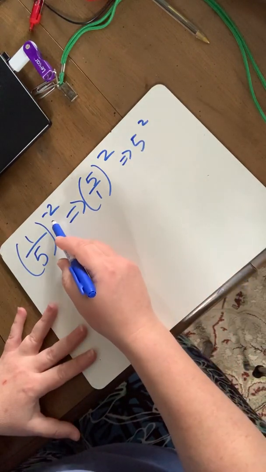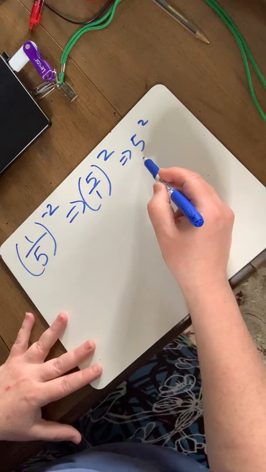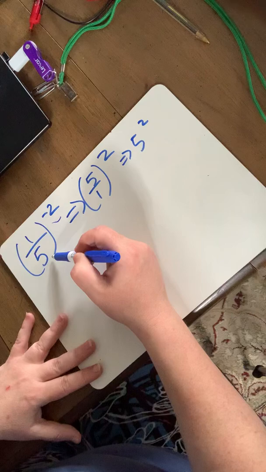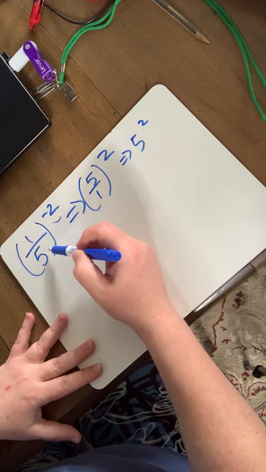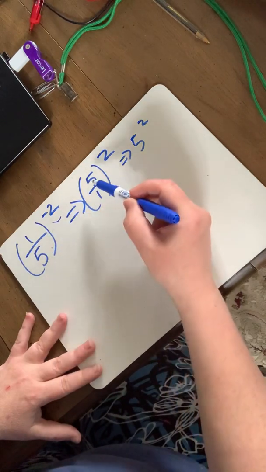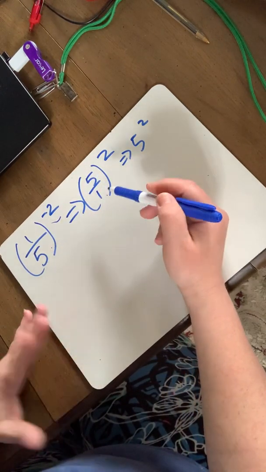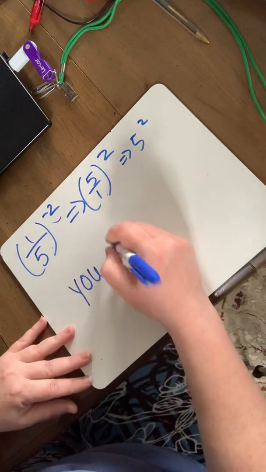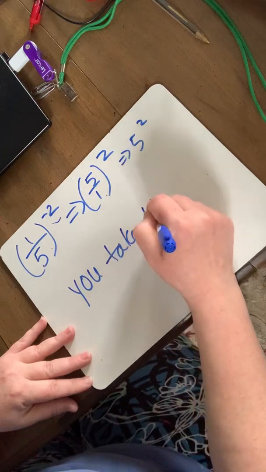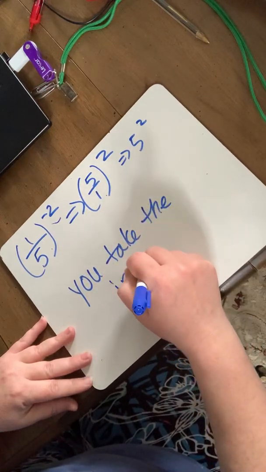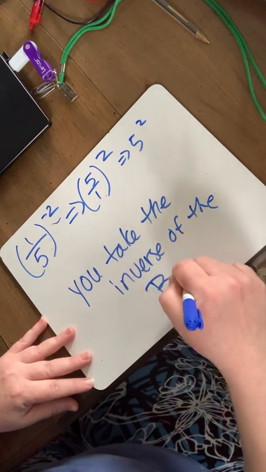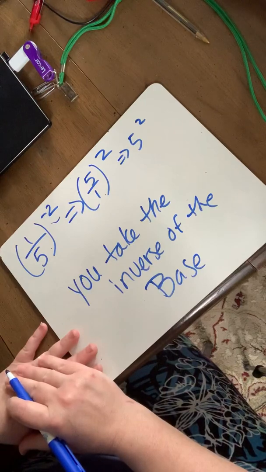So (1/5) to the negative 2 is the same thing as 5 squared, because my negative exponent says take the reciprocal or take the inverse of the base. And the inverse of the fraction, we just flip it upside down. And that's how you deal with negative exponents. The negative exponent says you take the reciprocal or you take the inverse of the base. And that's the whole trick with negative exponents.